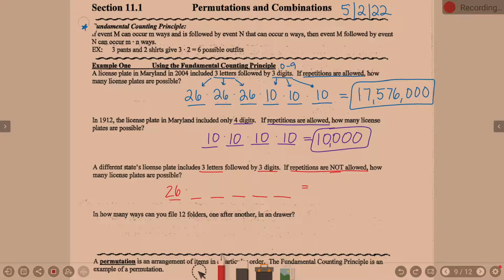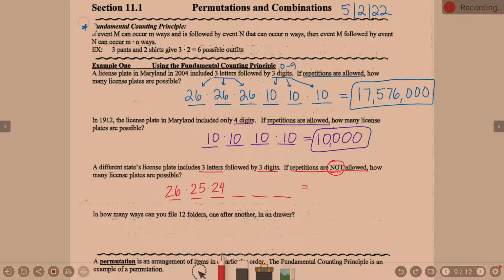25, because repetitions are not allowed this time. And when repetitions are not allowed, we need to decrease our number, right? Because some letter ended up in that first spot. And whatever letter I used can't be used again, so now I only have 25 choices. What about the next spot? 24. Because then we took away another letter. What about my next spot?